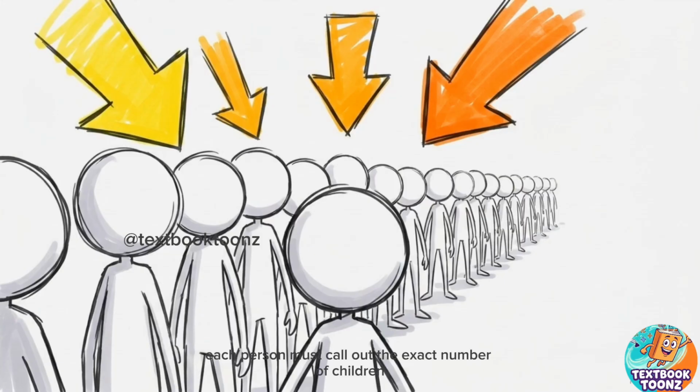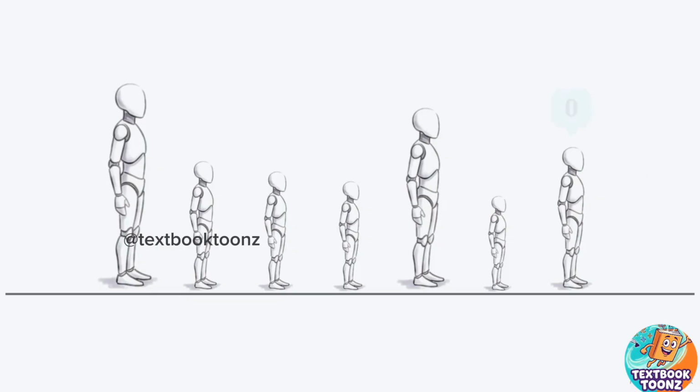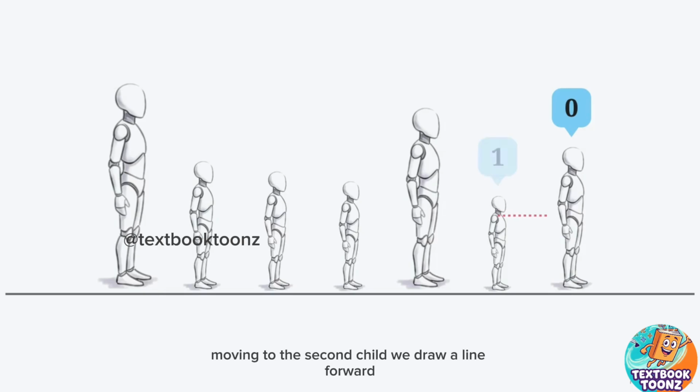Each person must call out the exact number of children standing in front of them who are taller than they are. Let's test this rule on our diagram. The child at the very front looks forward. With nobody ahead, their answer is 0. Moving to the second child, we draw a line forward. We see one taller person ahead, giving them a 1.